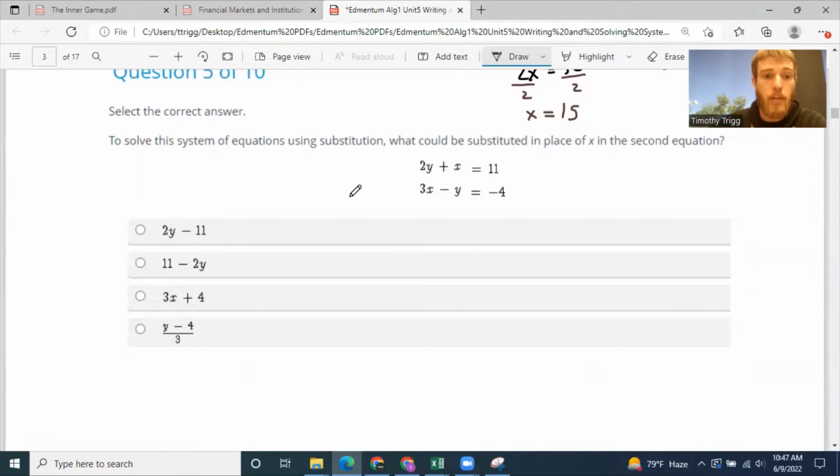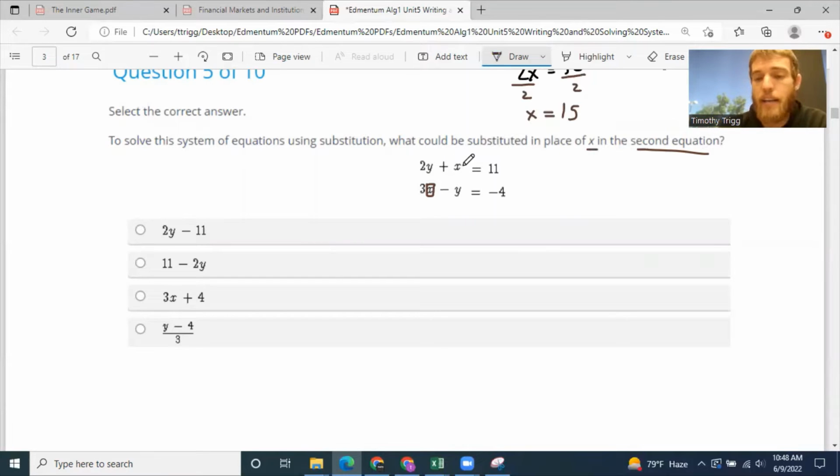To solve the system of equations using substitution, what could be substituted in place for x in the second equation? So here they're asking, hey, I want to replace the x here, or substitute the x here. How would I do that? Well, we want to solve for x in the first equation. That's what they're basically asking us to do, okay? Because it says what can be substituted for x in the second equation. Well, you'd have to solve for x in the first equation in order to substitute into the second equation.